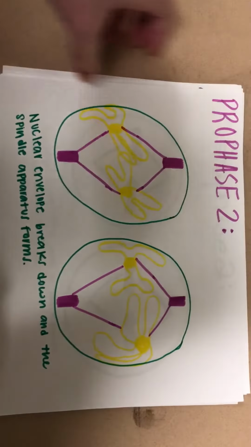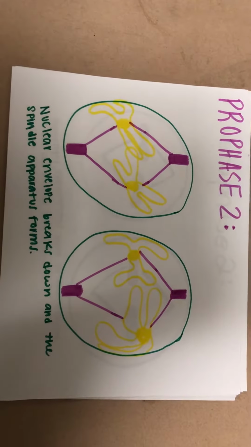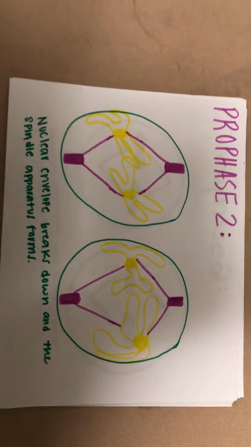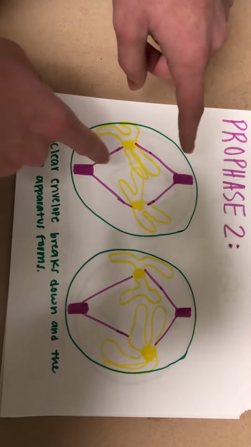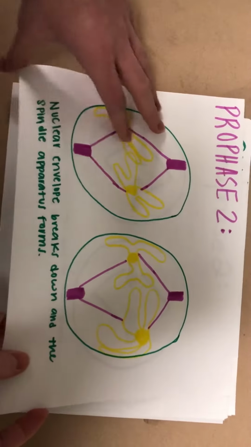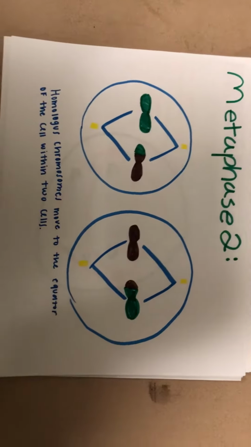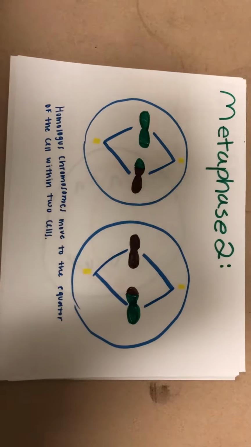Then meiosis 2 starts with prophase 2. And so prophase 2 is similar to prophase 1, and the nuclear envelope first breaks down, and then the spindle apparatus forms. And so the spindle apparatus is just the purple. Then metaphase 2 occurs, which is also like metaphase 1, and the homologous chromosomes move to the equator of the cell, in both cells.